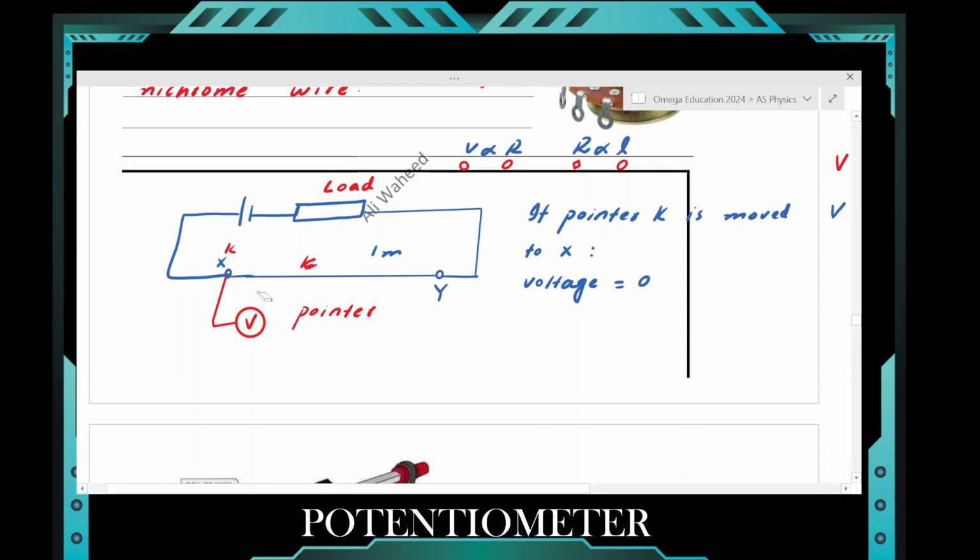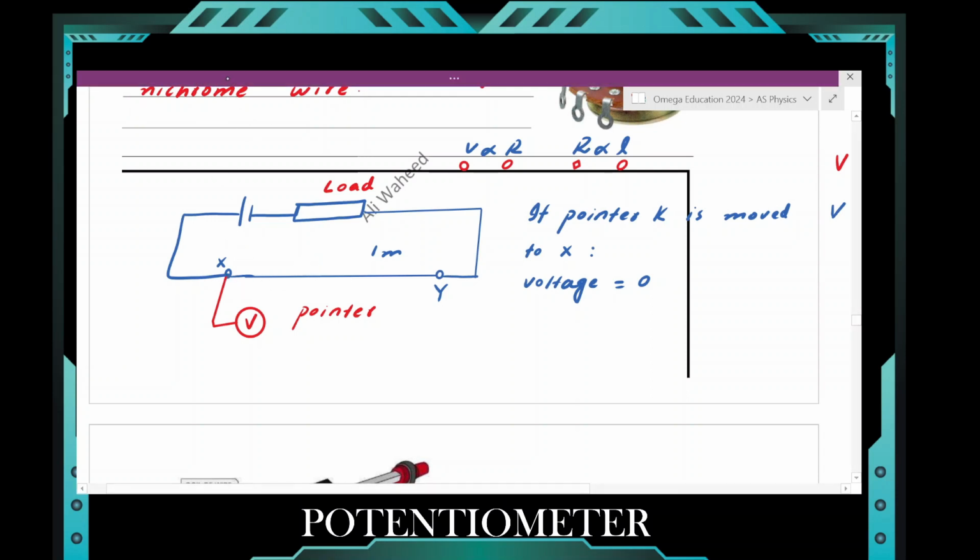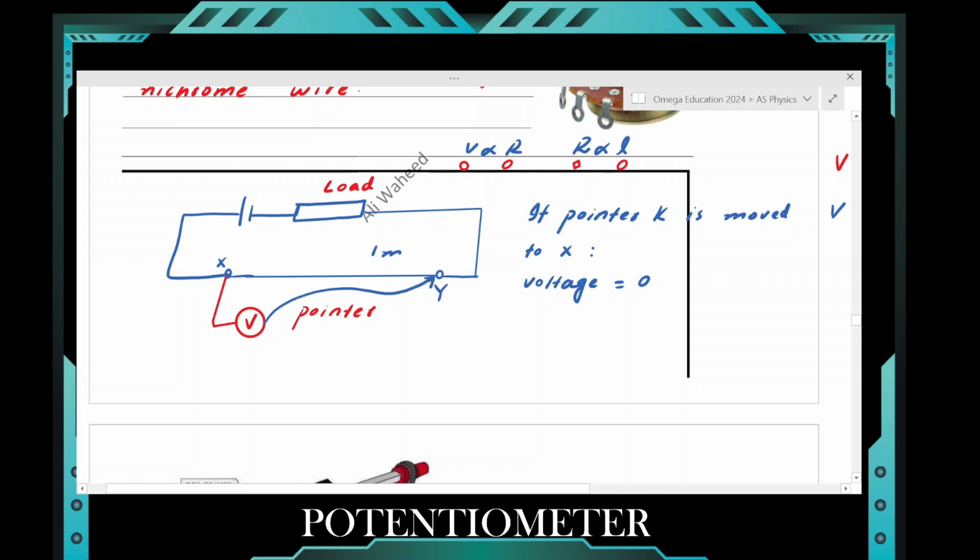Let me change the position of the pointer K. This time around, I'm trying to move the pointer all the way to the position Y. Let's see what happens now. If the pointer K is moved to Y, then the voltage would equal whatever maximum voltage is possible between X and Y. So you'll be getting the maximum possible voltage. And once again, the question is, why do we get the maximum possible voltage this time?